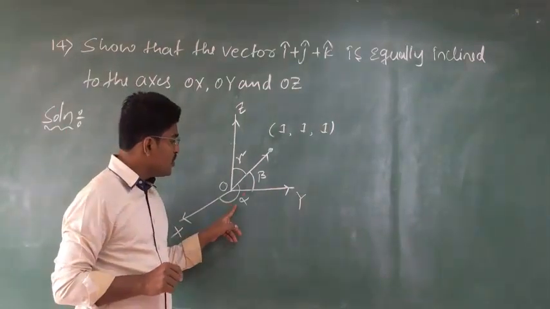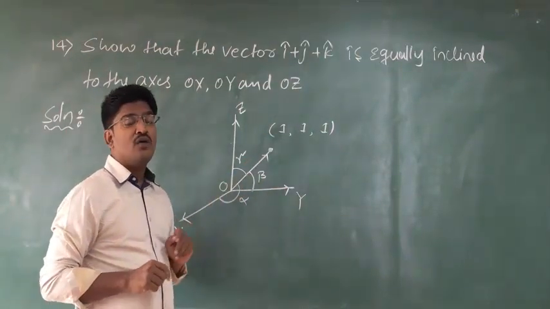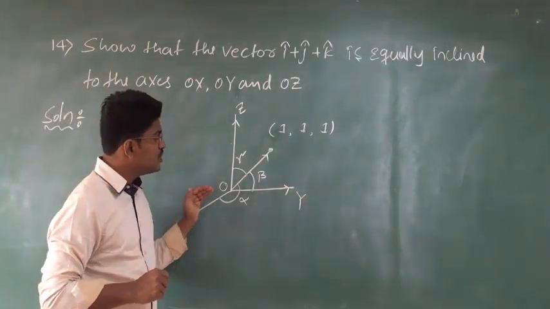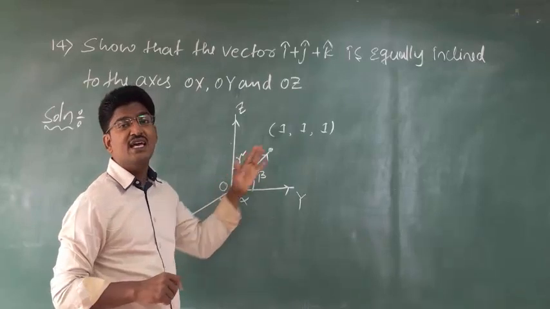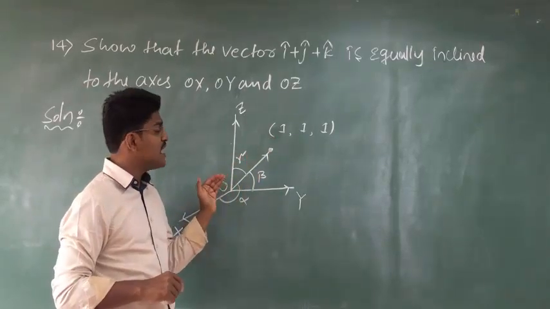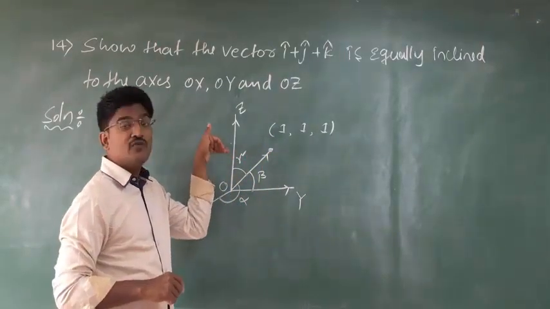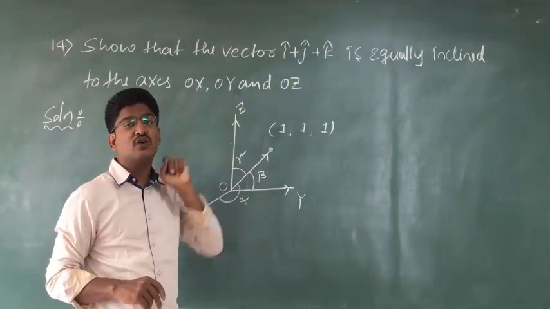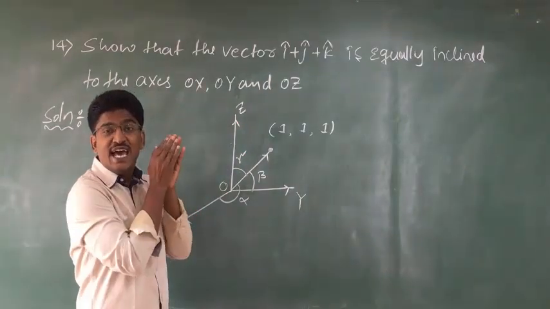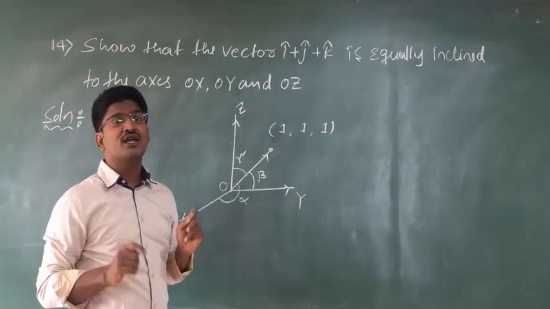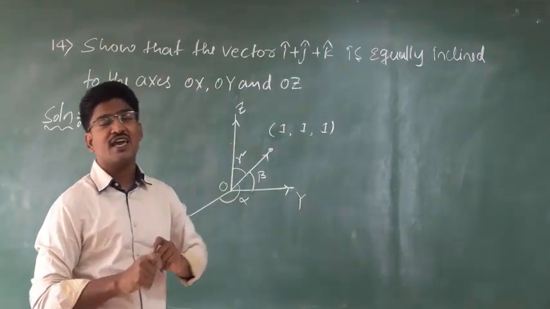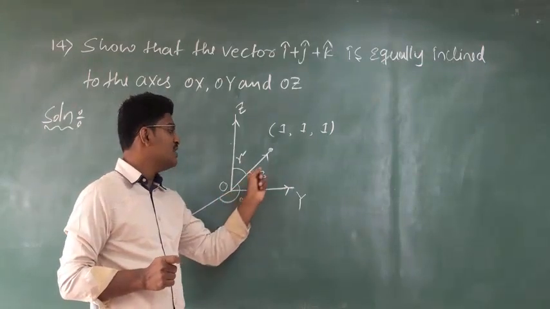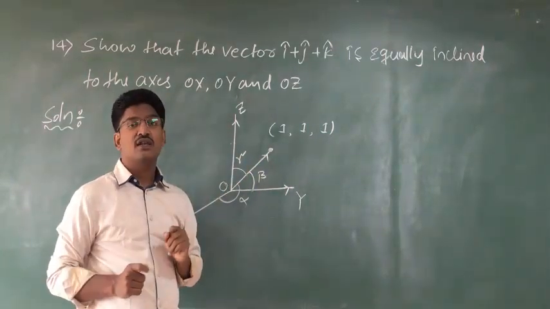So by knowing alpha, beta, and gamma, you understand the direction. That means at which angle from the x-axis, at which angle from the y-axis, and at which angle from the z-axis this particular point is in space. The direction of this particular point can be understood by calculating the alpha angle, beta angle, and gamma angle. Clear?